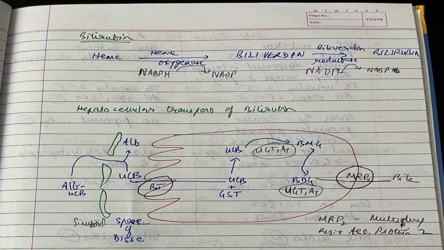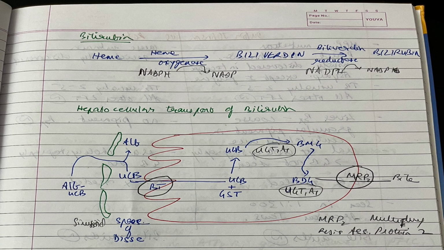The unconjugated bilirubin is bound to albumin and reaches the space of Disse, where it gets dissociated, and UCB, which is unconjugated bilirubin, enters the space of Disse. Through the bilirubin transporter, it enters the hepatocyte. And then it binds to GST, which is glutathione S-transferase. Then the UCB gets released inside the hepatocyte.